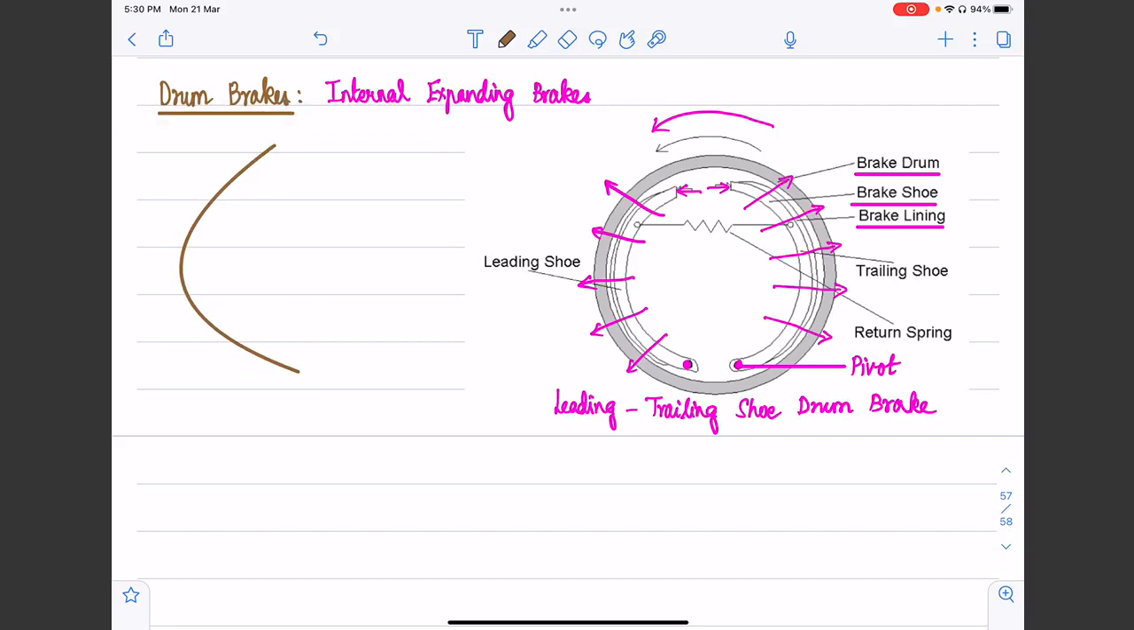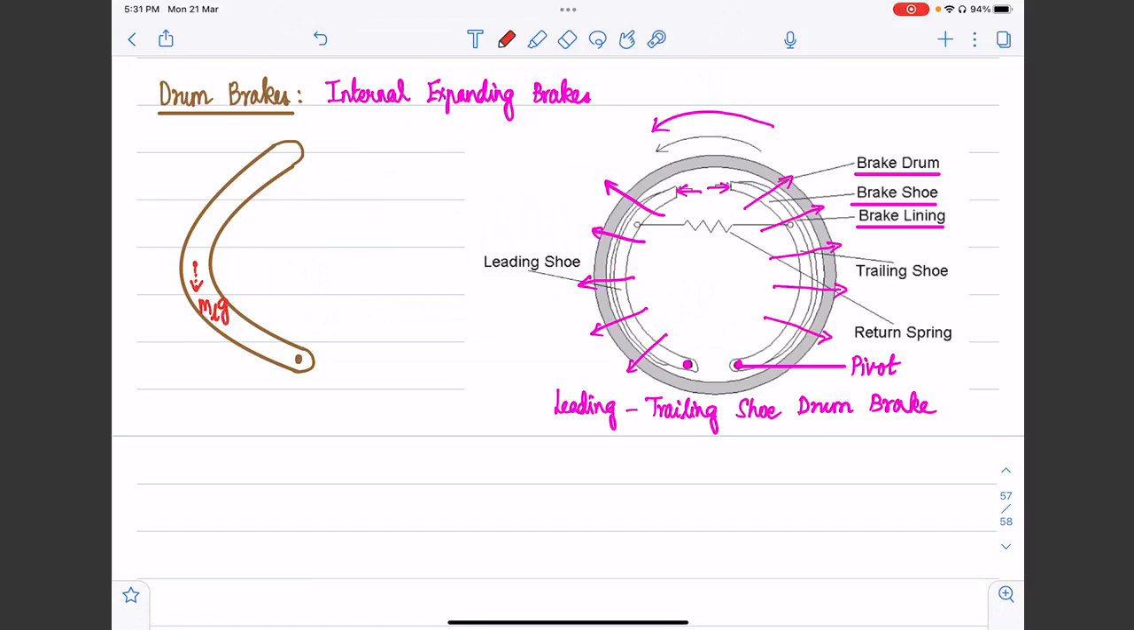So let's say we draw a simple schematic of this leading shoe. And this is our pivot. Okay. Let me mark all the forces that act on the shoe. I'm going to mark some forces in dashed lines to show that we are ultimately going to neglect those forces. Let's say the mass of the leading shoe is ml, so the weight of the leading shoe is ml times g.